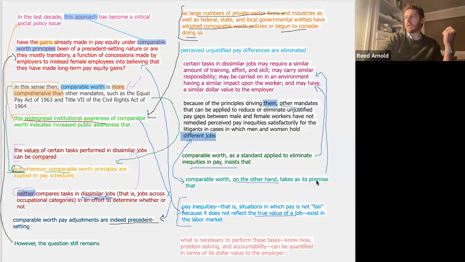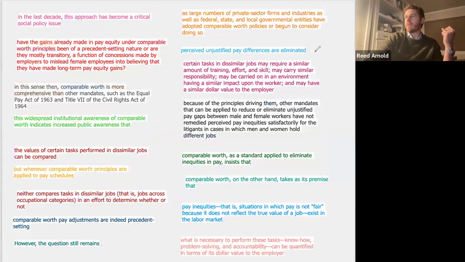Okay, here we go. What is necessary to perform these tests, know-how, can be quantified in terms of. So I feel like we have these two sentences, or this is a similar beat in the passage. Right? What comparable worth insists.